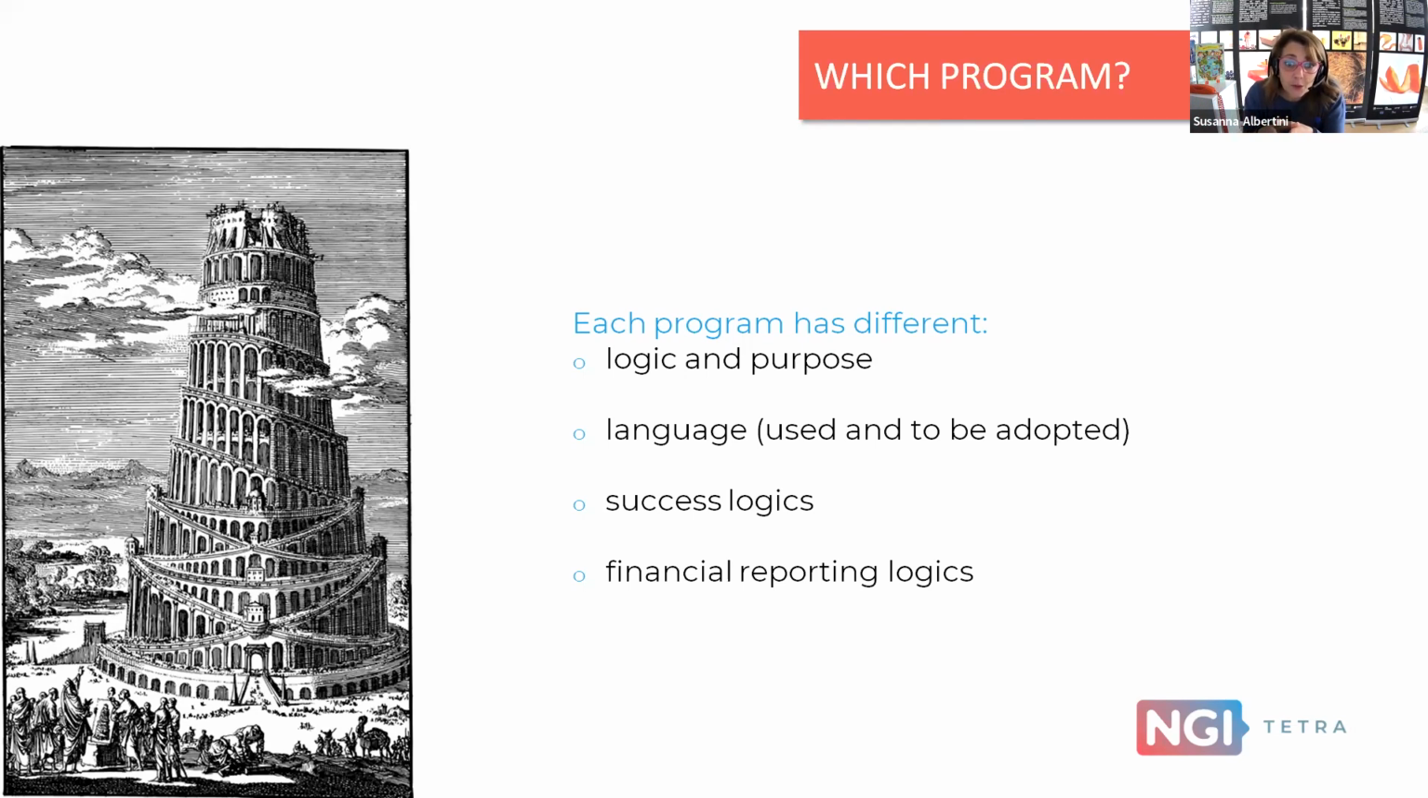And also each program has a different success logic. They have different priorities. And finally, financial reporting logics. And sometimes when you have several projects in different programs, they are not compatible. And this means that you have to carefully read it before you apply, because otherwise you can face the problem of deciding, even if the project is approved, that you have to go out because this is conflicting with your internal financing rules.